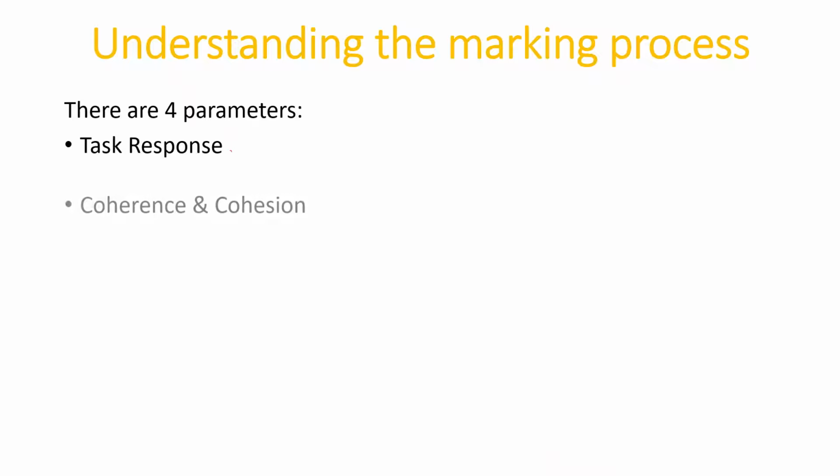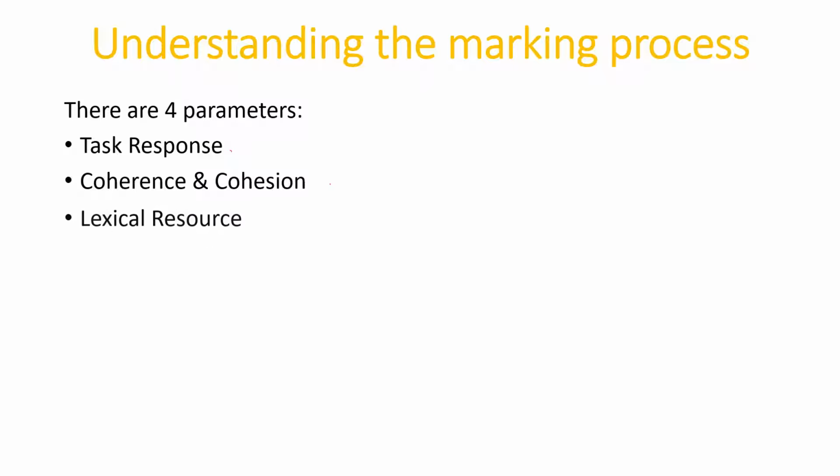But before this, we will understand the marking process. I will just give you the brief so that you should know how your essay is marked, what teachers are looking at, and what you can do to improve your essay. So basically, there are four parameters that you need to take care of. First is task response, then coherence and cohesion, lexical resource, grammatical range and accuracy.